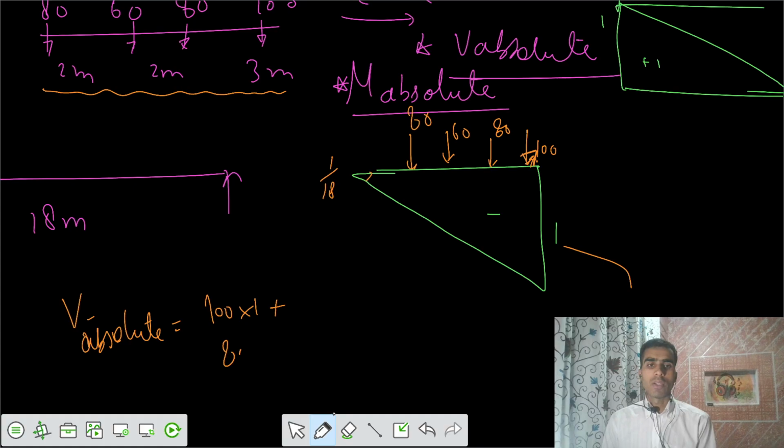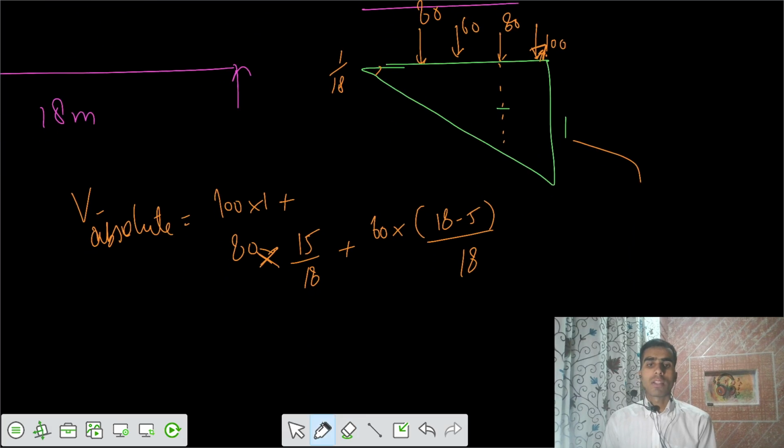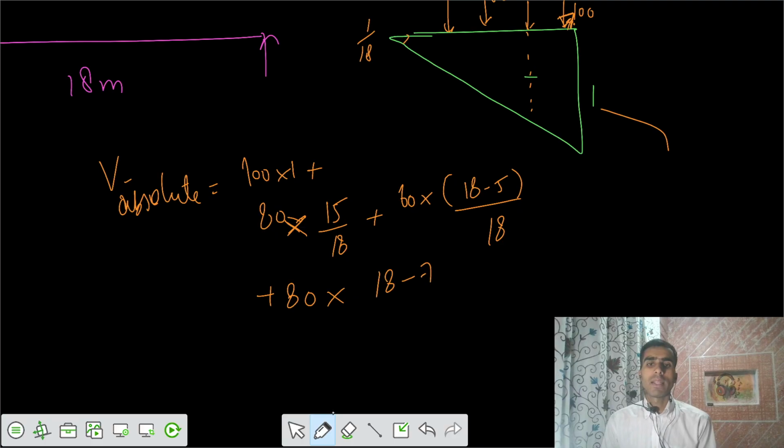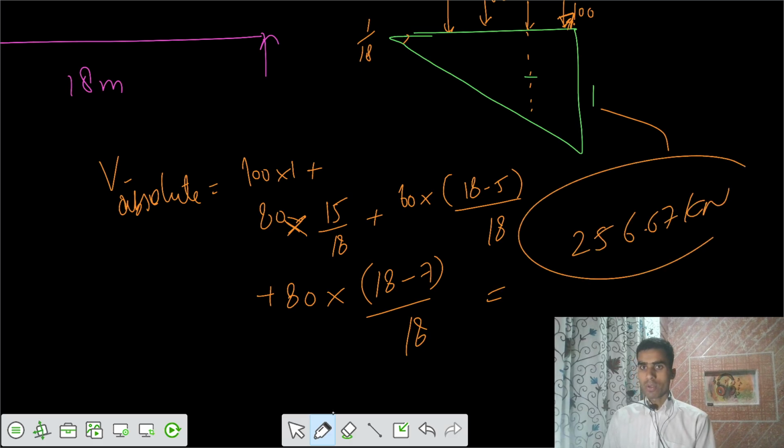Then plus 80 into the ordinate here. The distance between them is 3 meters, so you subtract that from 18 and we are left with 15 by 18. Then plus the third one, 60, acting at a distance of 5, so 18 minus 5 is 13 by 18. The last load, 80 kilonewton, acts at a distance of 3 plus 2 plus 2, that is 7, so 18 minus 7 is 11 by 18. So this value V negative is equal to 256.67 kilonewton.